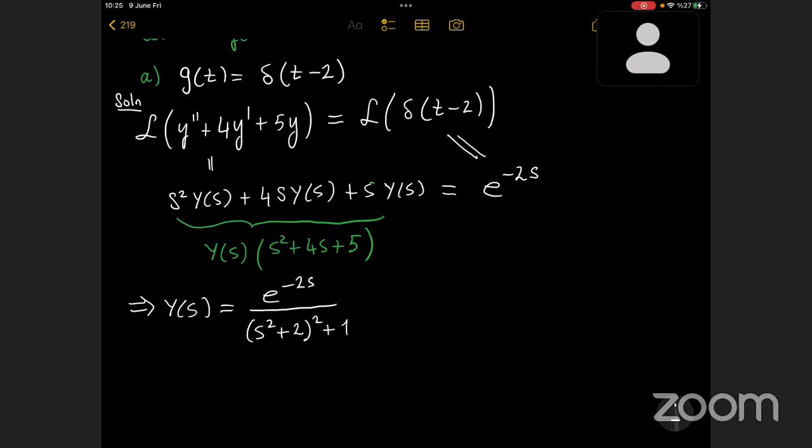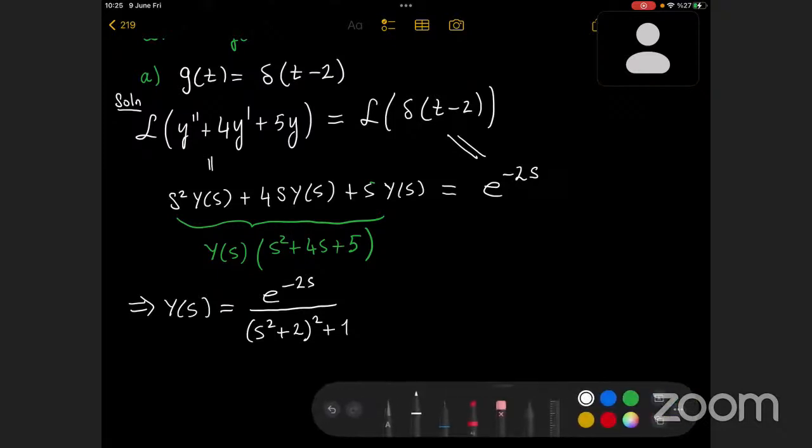Değil mi yani? İşte bu s kare artı 1'in neyin Laplace'ı s kare artı 1'di diye düşünebiliriz. Şimdi burada şunu kullanacağız. Bu arkadaşın Laplace'ını bulalım öncelikle.